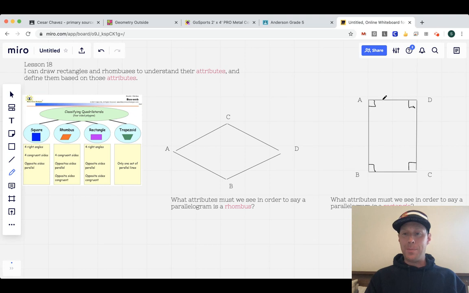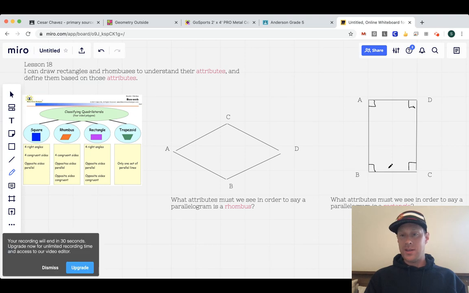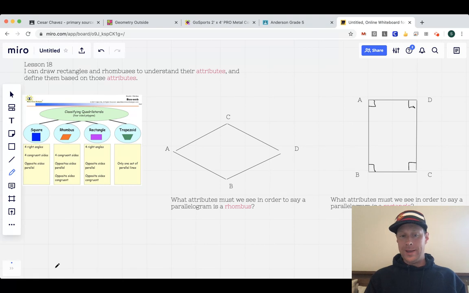Good. Its opposite sides are parallel. So line AD and BC are parallel, and lines AB and DC are parallel. This line is parallel to this line, and this line is parallel to this line. That means they're equal distance apart and they never intersect. Great job. Now you know the attributes that will allow you to recognize these four-sided shapes when you see them, the rhombus and the rectangle.